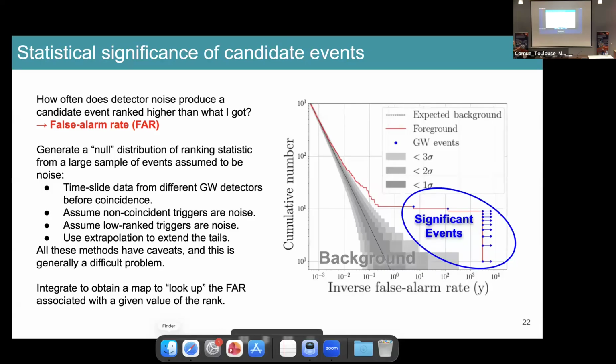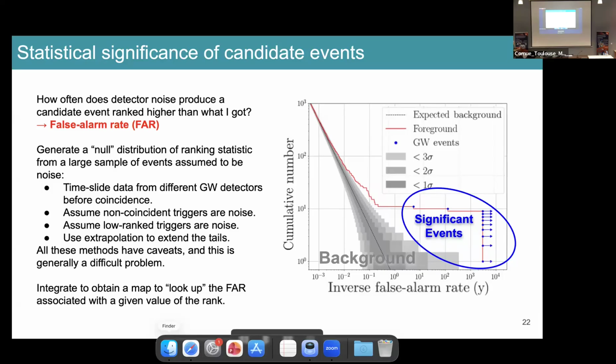And if we had no gravitational waves, we could predict this distribution to be this straight line here. And then we can compare with the distribution that we actually have from our candidates. And you see that this distribution has a tail. And these are our significant candidates.